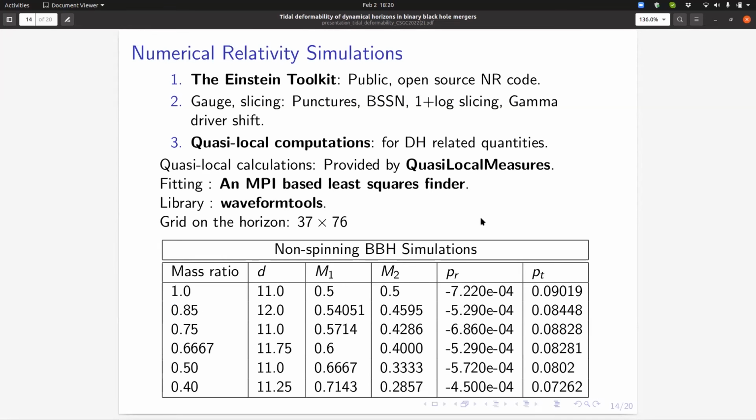We use the Einstein Toolkit, the publicly available numerical relativity code, and various numerical simulations were run with mass ratios ranging from 0.4 to 1, the parameters of which are listed in this table.